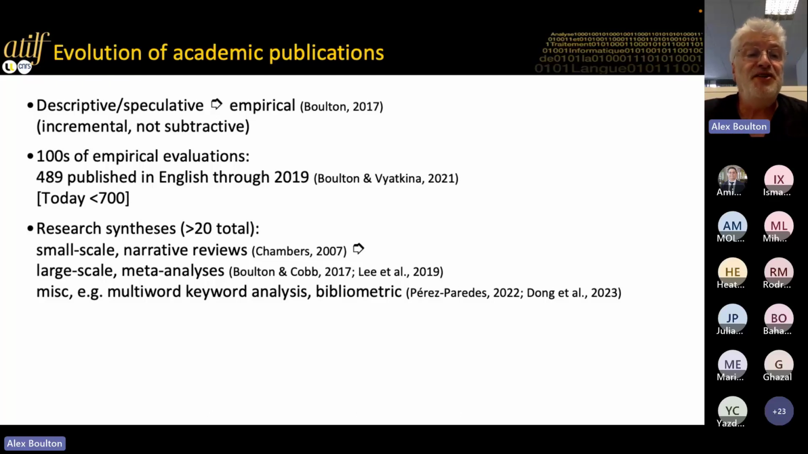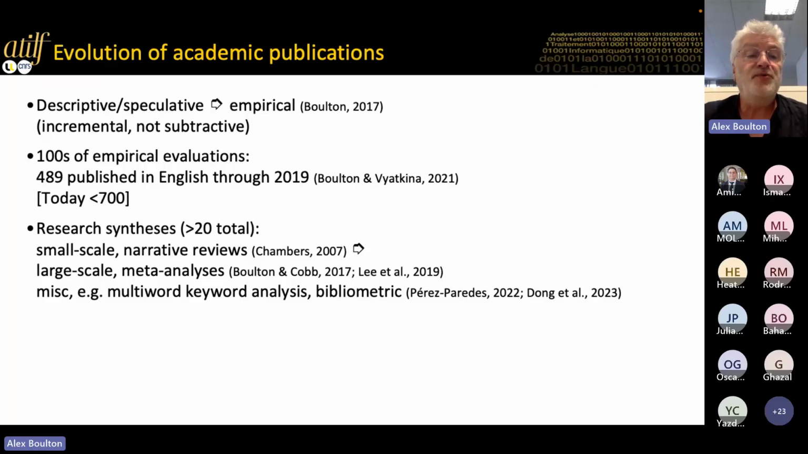And after a few years, you get a lot of empirical studies, hundreds. With Nina Viatkina, in a paper in Language Learning and Technology, published in 2021, we found 489 such studies, empirical evaluations of DDL, and today I've got nearly 700 in my collection. So you need to have some systematic way of, firstly, collecting all of these. You can't happen to find them, and also in how you look at them. And there have been over 20 syntheses of data-driven learning to date.